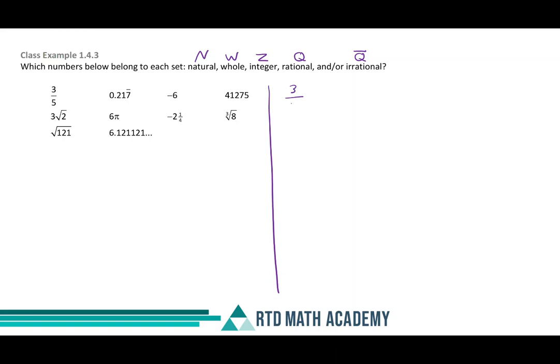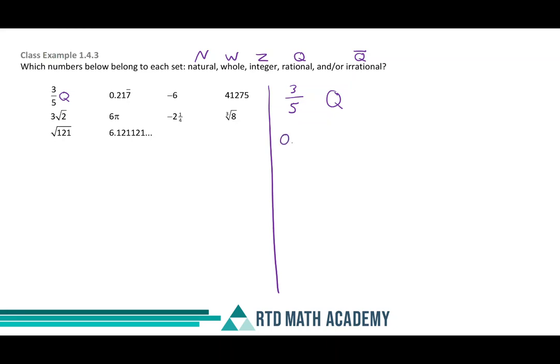3/5. Now, we already know that 3/5 can be written as a fraction, and anything that can be written as a fraction is going to be classified as a rational number, because it will have either a terminating decimal or a repeating decimal. As far as integers, whole numbers, or natural numbers go, they don't belong to any of those sets because now it's a fraction. So 3/5 is going to be a rational number.